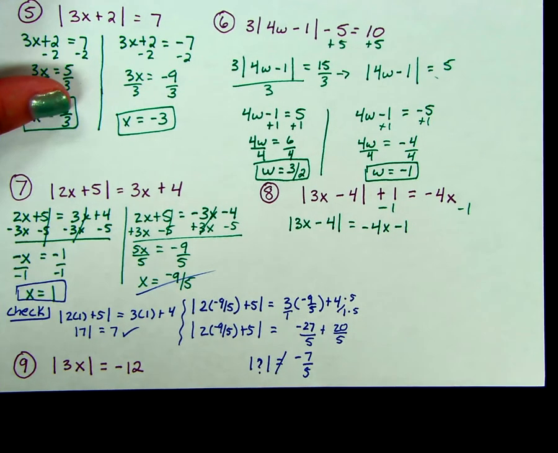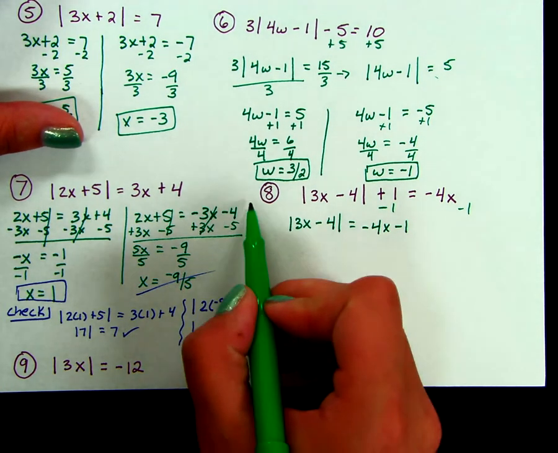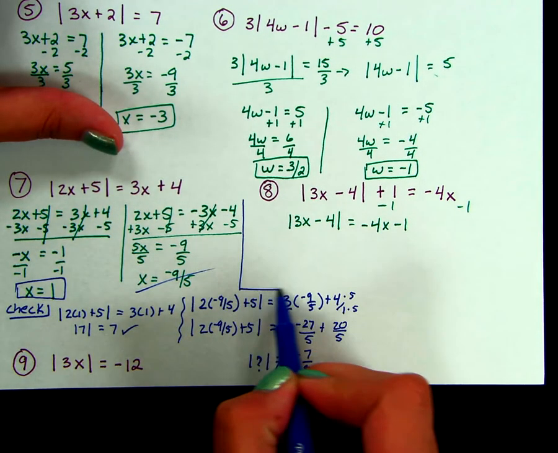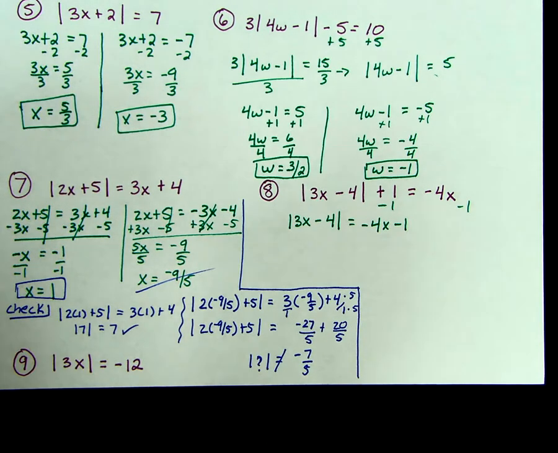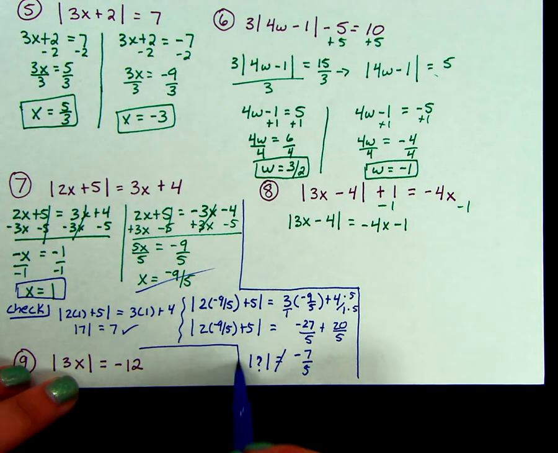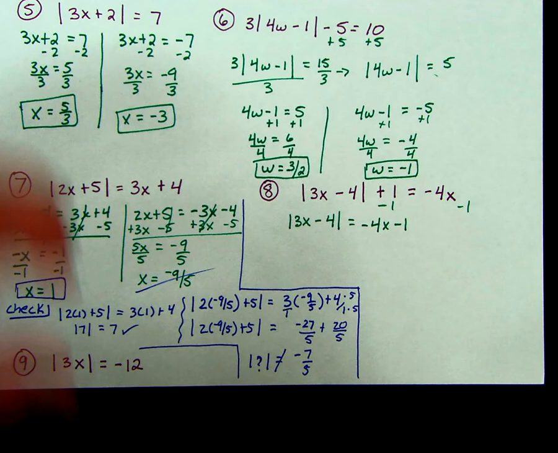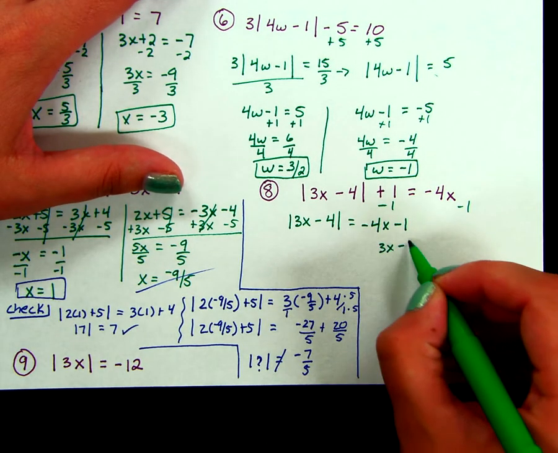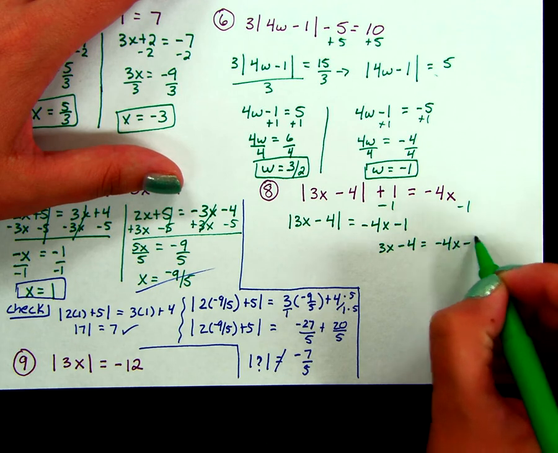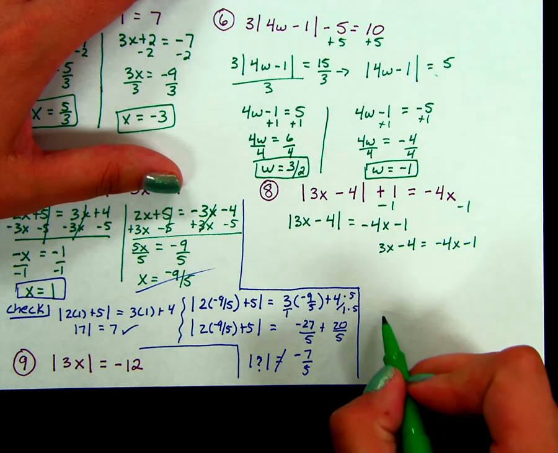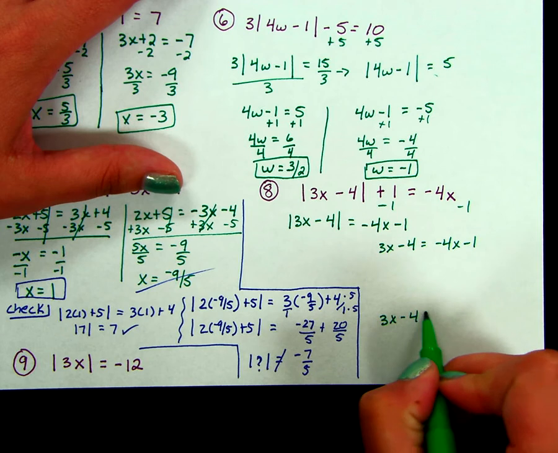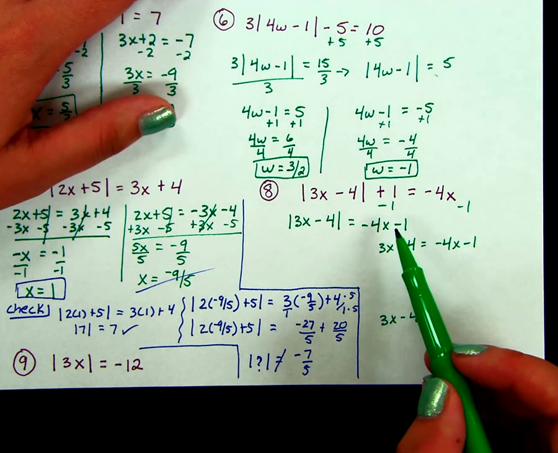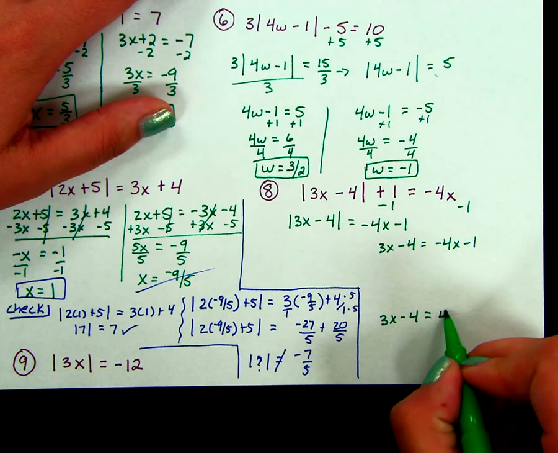Okay. So to write our two separate equations, I'm going to make a little box here so we don't get our work confused. So again, writing our two equations, we need to solve 3x minus 4 equals negative 4x minus 1. And we need to solve 3x minus 4 equals, and again, we're changing these to the opposite sign. So we're just multiplying everything by a negative 1. So this will become a positive 4x plus 1.